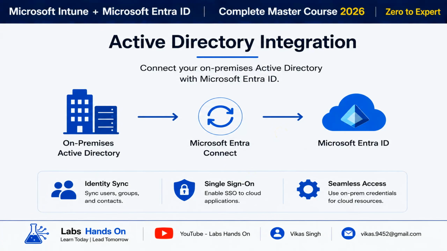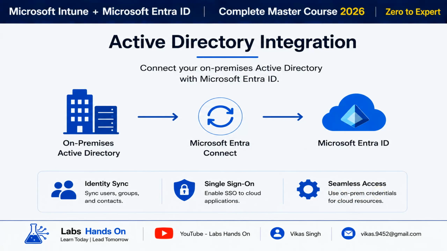So we are going to have everything configured in our lab. You will have your on-premises Active Directory, then you will create your Microsoft Entra Connect server. You will install and configure Microsoft Entra Connect. Once this is configured and ready, you can sync your on-premises Active Directory to Microsoft Entra ID. So the identity sync: you can sync users, groups, and contacts to your Microsoft Entra ID. Then it is going to provide single sign-on to cloud and cloud applications, and this provides seamless access, using the on-prem credentials to access cloud resources.